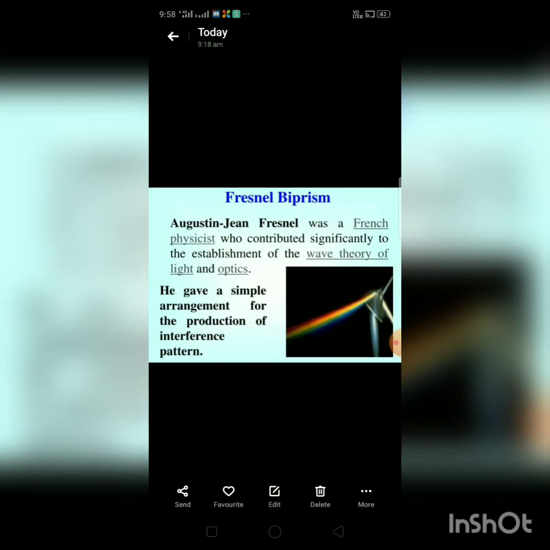Before starting, which scientist described or discovered this? It was Augustin Jean Fresnel, the French physicist who contributed significantly to establishing the wave theory of light and optics. This device was described by Augustin Jean Fresnel. He gave a simple arrangement for the production of an interference pattern. With the help of this Fresnel Biprism, you obtain interference.